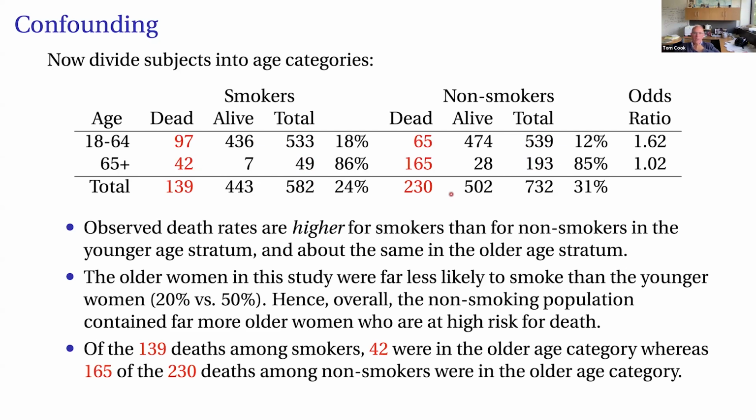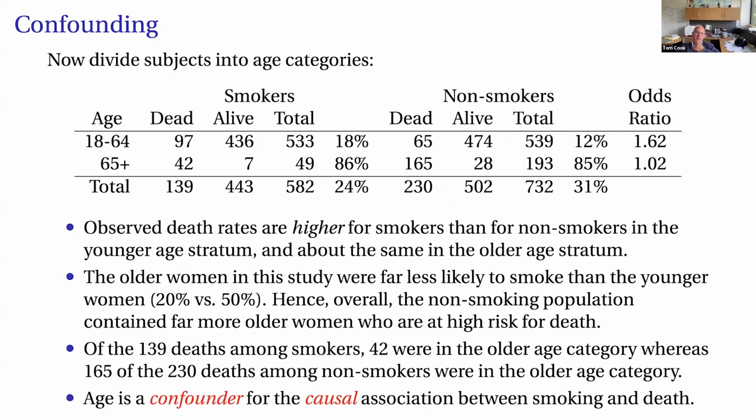They also note that of the 139 deaths among the smokers, 42 were in the older age category, that's about 30%, whereas in the non-smokers, about 72% were in the older age category, among those who died. So age is clearly the confounder for the causal association between smoking and death.